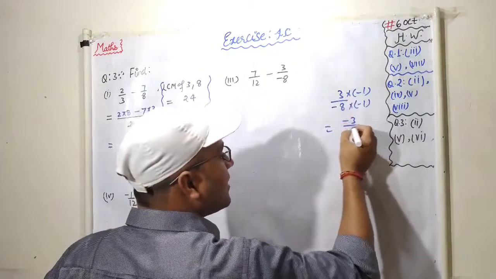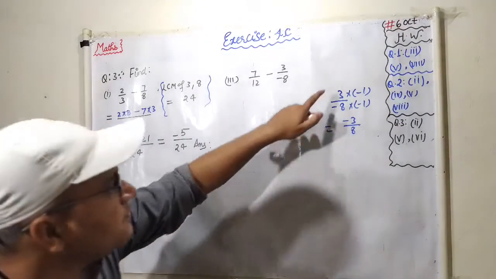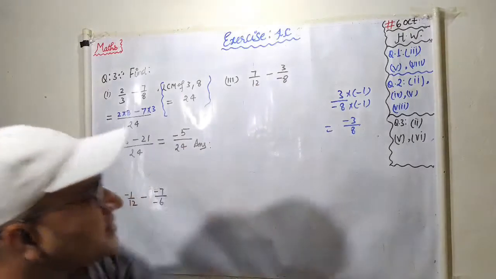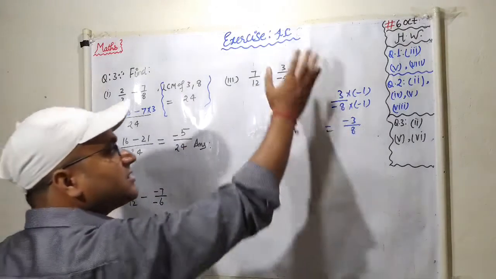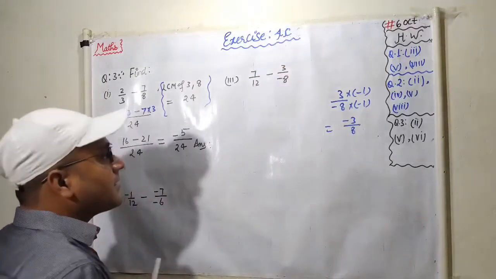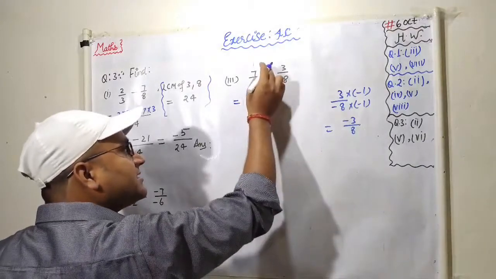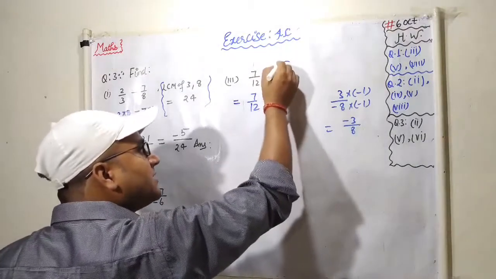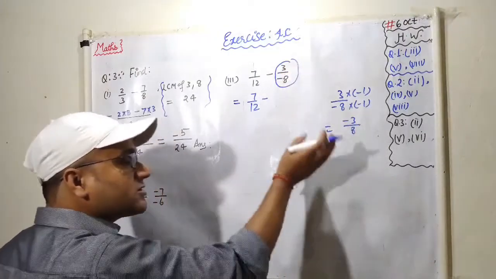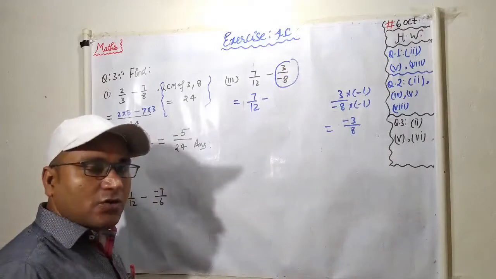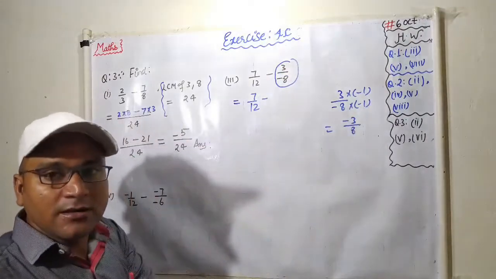Minus is multiplied into minus, it gives plus 8. So in place of 3 upon minus 8, you will write this minus 3 upon 8. There is no change in the result. So here I am going to write 7 upon 12 as it is, the minus sign as it is. In place of this 3 upon minus 8, why am I going to write minus 3 upon 8? Because according to the rule, the denominator should never be negative.